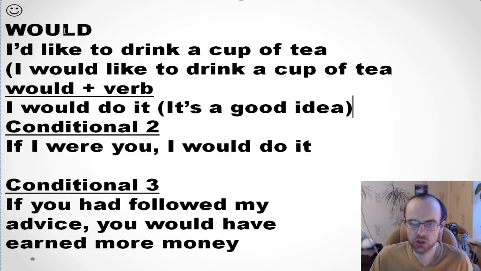And you know that we often use would with conditionals. With the second conditional. So if I were you, I would do it. It also means it's a good idea. I would do it if I were you. So I hope you remember that we use were with I, he, she, it in conditionals. We mostly use were. And in the third conditional, would have plus the third form. If you had followed my advice, you would have earned more money.